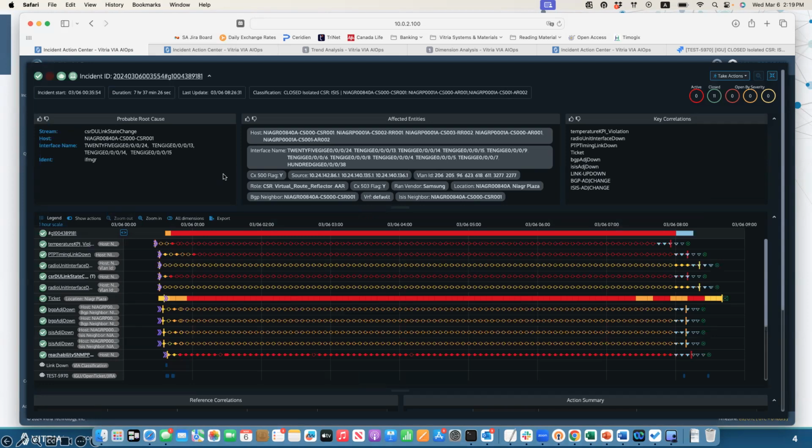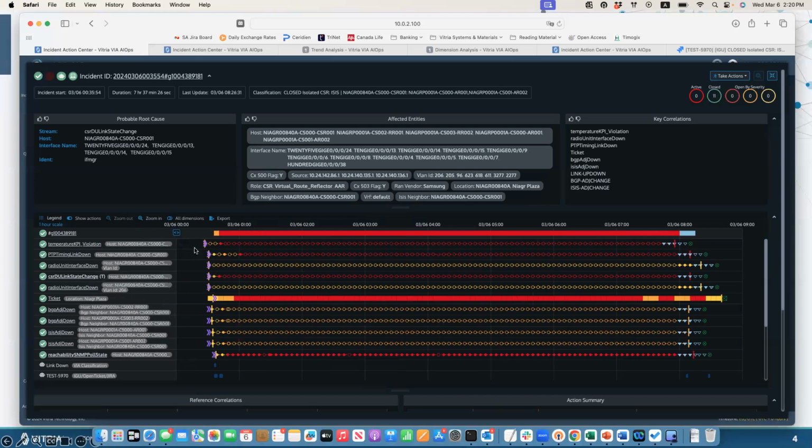The next pieces of information that you can see include the probable root cause of the incident. This provides additional information for ops to be able to drill down into the root cause of the problem. We then have the affected entities, the entities that were affected by this incident, including additional attributes like the role, the location, the RAN vendor in that location, et cetera. Obviously, all of this information is configurable. The next piece of information you can see is the key correlations that caused that incident to occur. Key correlations equate to the symptoms of that particular incident.